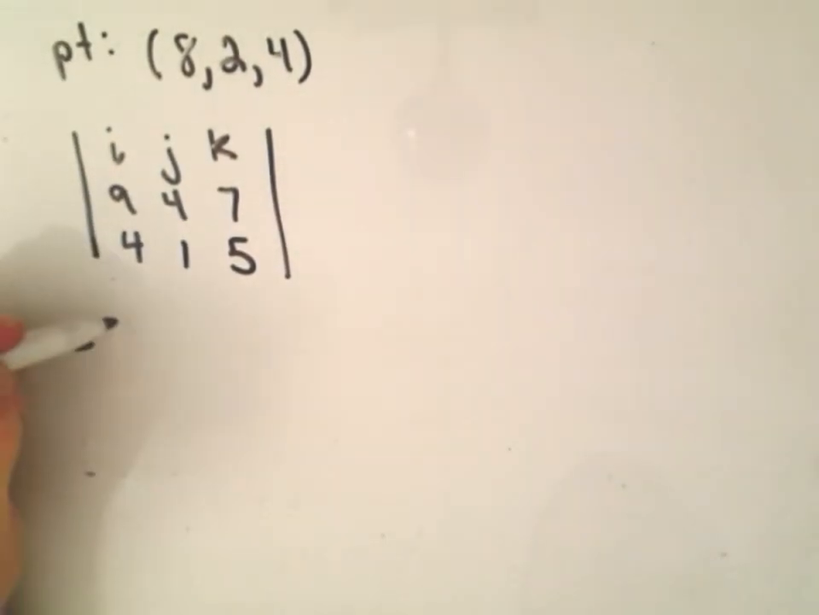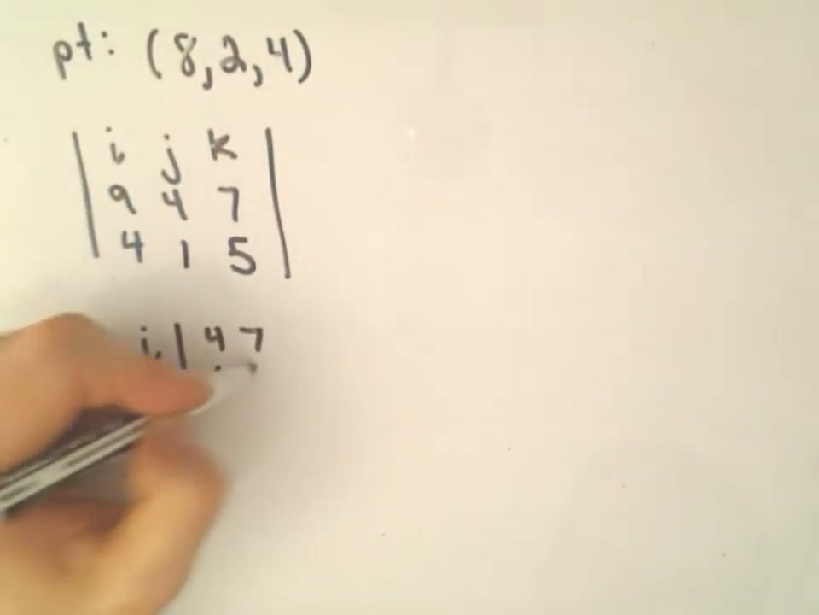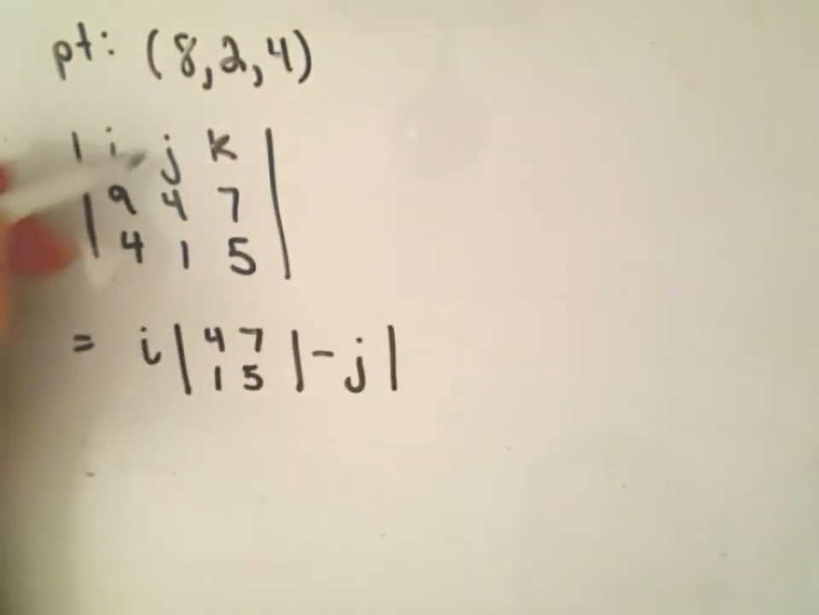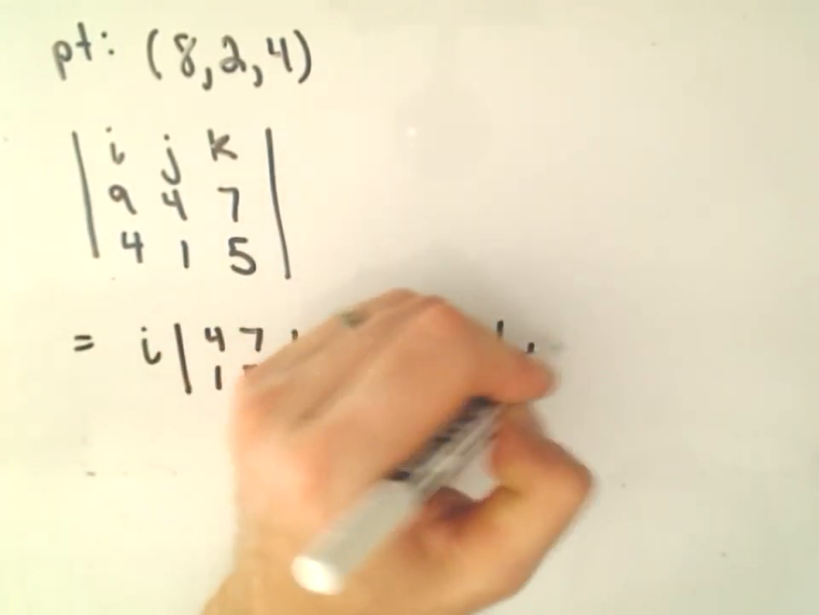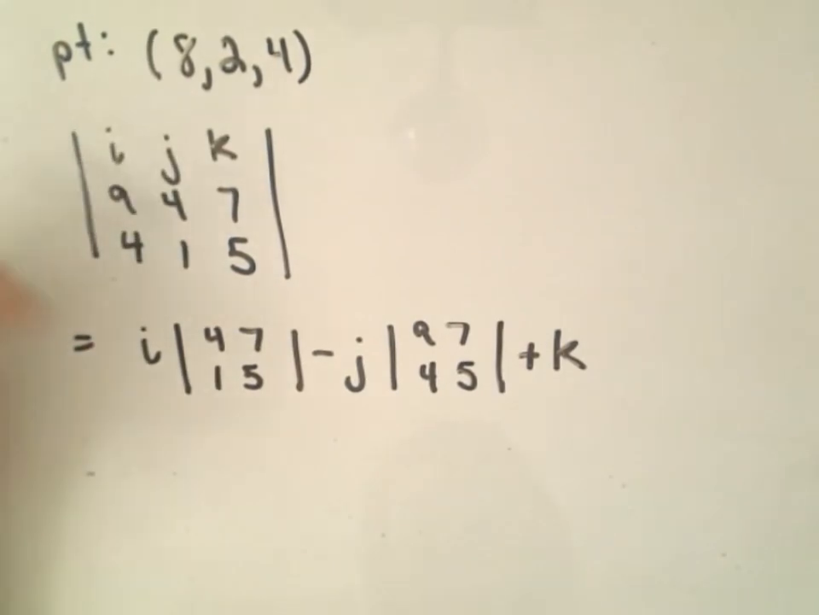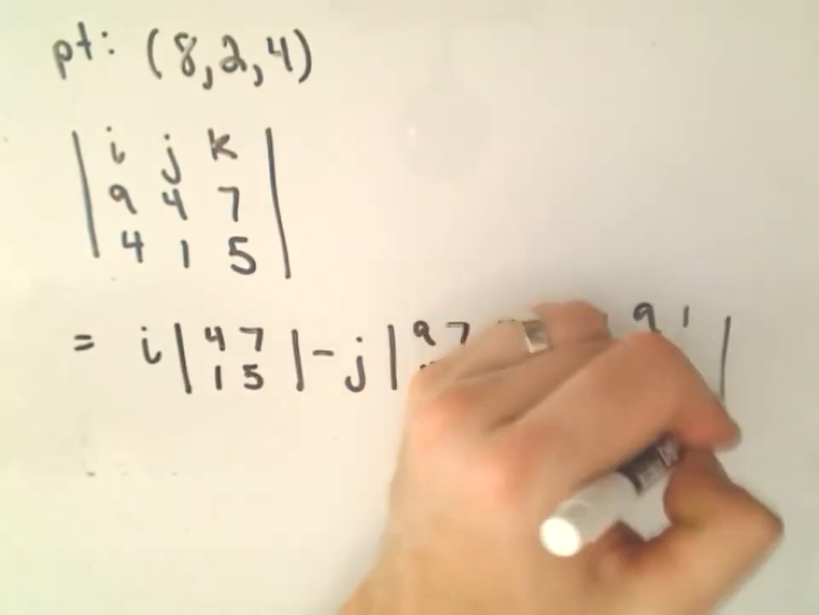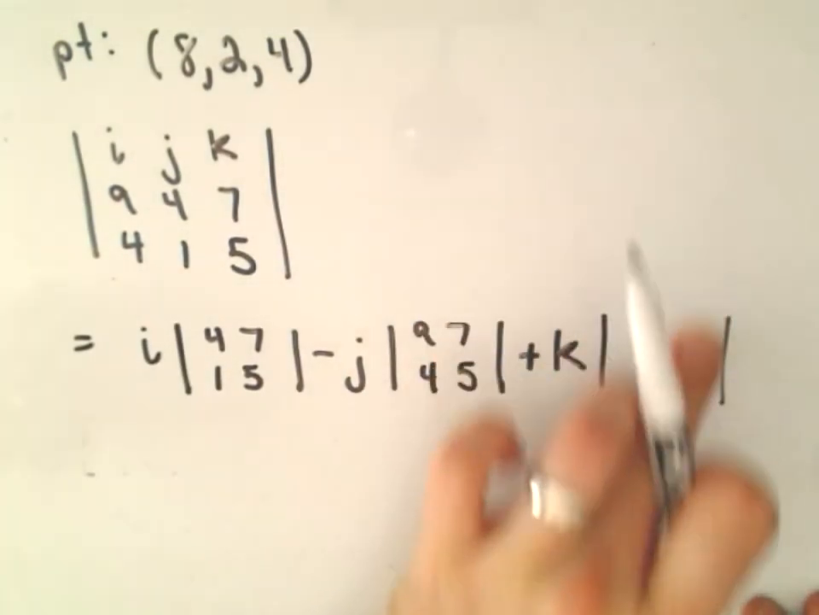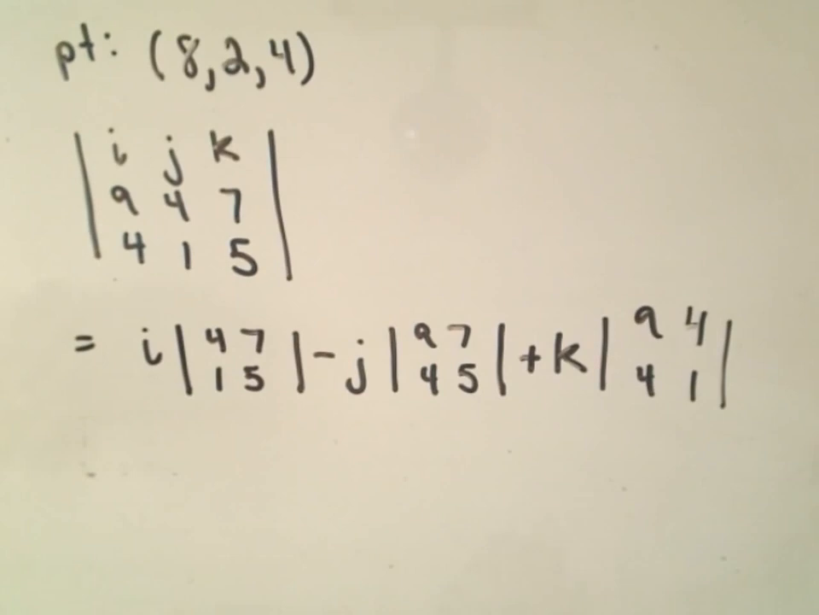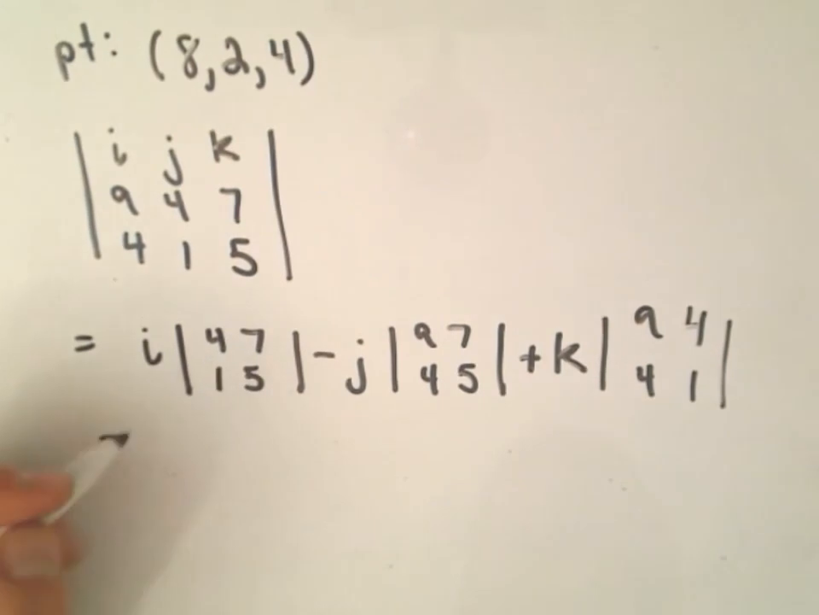Remember, we'll get i, and then we'll have to compute the determinant 4, 7, 1, 5, minus j, and if we get rid of j, we'll have 9, 7, and 4, 5. We'll have to compute the determinant of that. And then plus k, we have 9, 4, 4, and 1. Okay, so a little tedious here. I think I just said it and wrote it down wrong. So if we get rid of k, here we go, 9, 4, 4, and 1. So let's see, 4 times 5 minus 1 times 7, that's 20 minus 7. That looks like 13i.